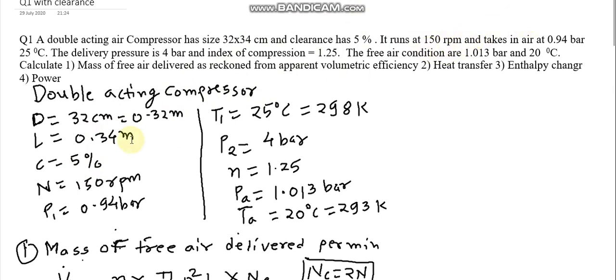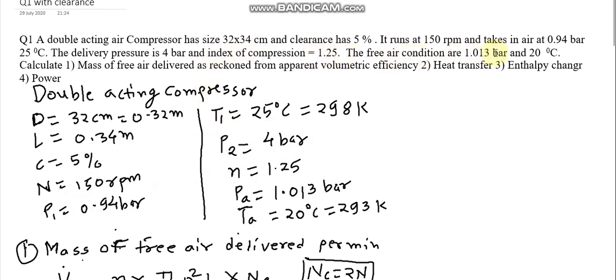The value of N is 150 rpm, given. It takes in air at 0.94 bar and 25 degrees centigrade, which means suction pressure P1 is 0.94 bar and T1 is 25 degrees centigrade. The delivery pressure is 4 bar. So it is compressed from 0.94 bar to 4 bar, and the index of compression is 1.25.